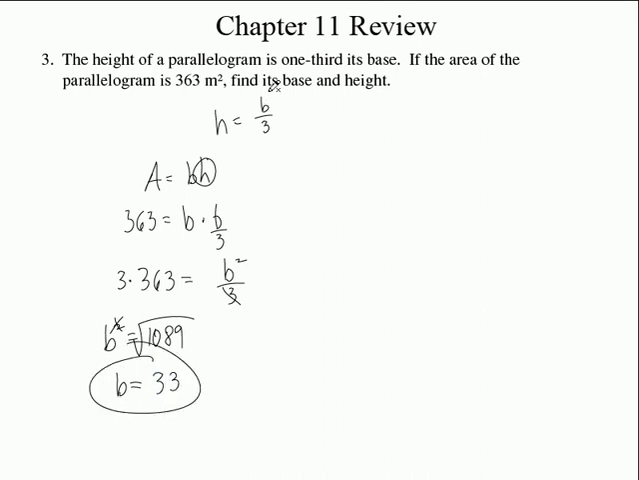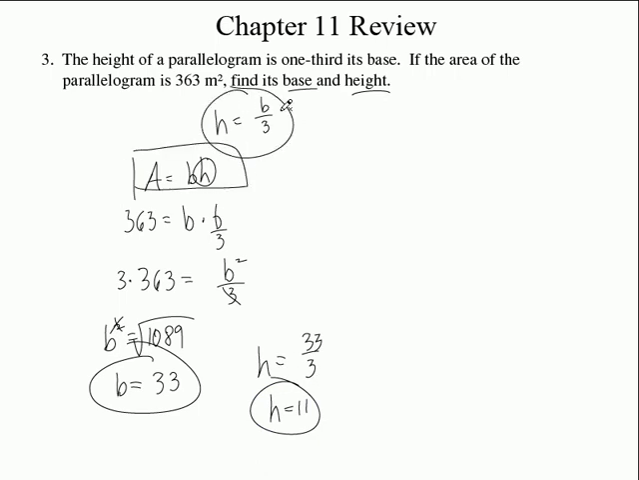Well, that's one thing. What does it say, though? Find its base and its height. Well, remember what the height was. The height was a third of the base. So the height is just that base divided by 3. So the height is 11. So we can just go strictly on our formula. You had to realize what was going on right here, that the height is 1/3 of the base, or the base divided by 3. Plug the stuff in, work it out, and there you go.